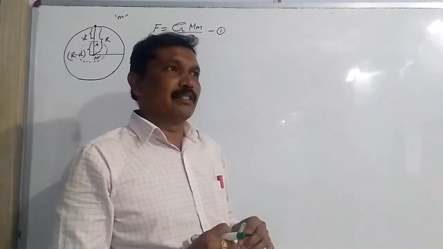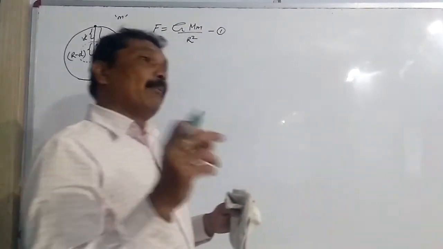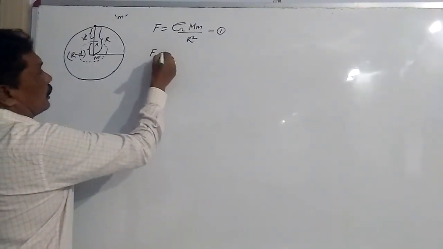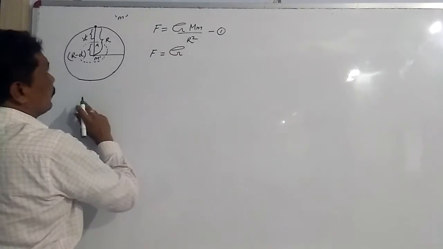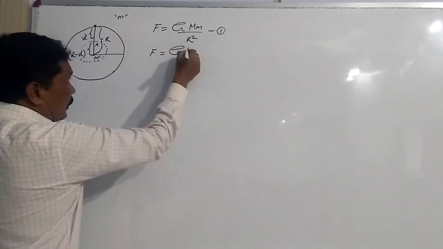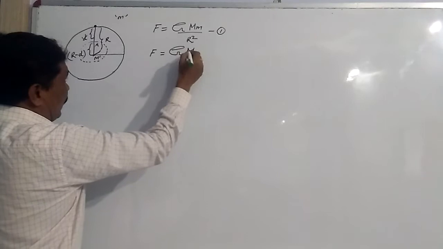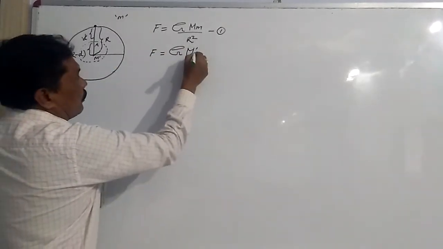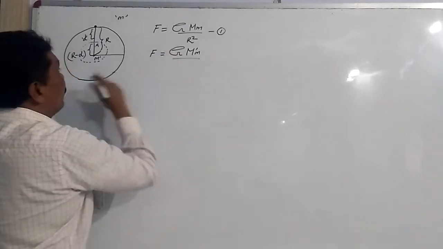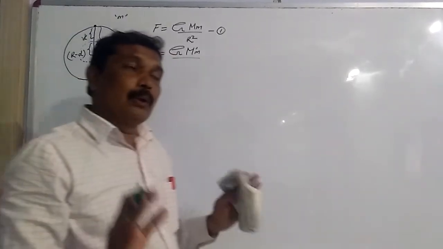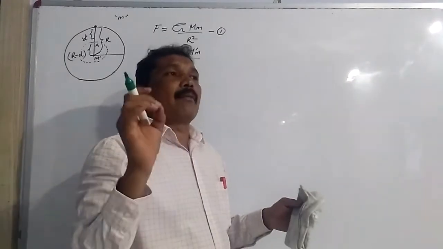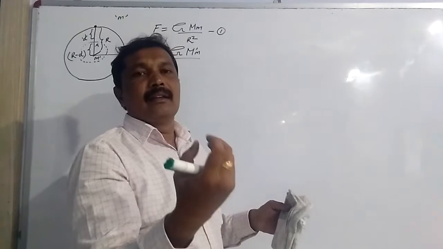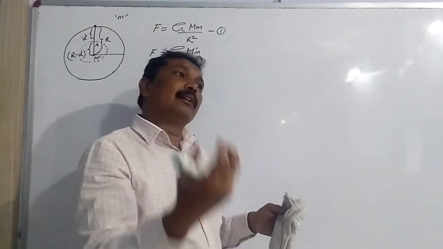When the body is at point A, at a certain depth of D, it will experience a gravitational force. And what will be the formula at point A? F is equal to G. Here the mass of the Earth, capital M, will be M dash, and the mass of the small body will be small m. And what will be the radius? I have told you the radius will become R minus D. Minus D means the body is taken to a certain depth under the Earth's crust.